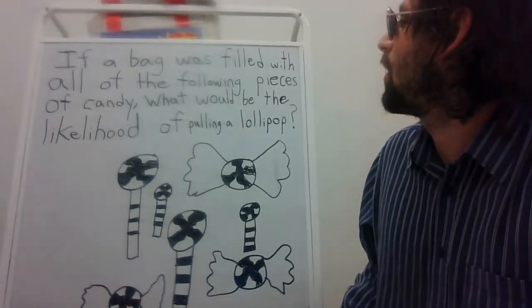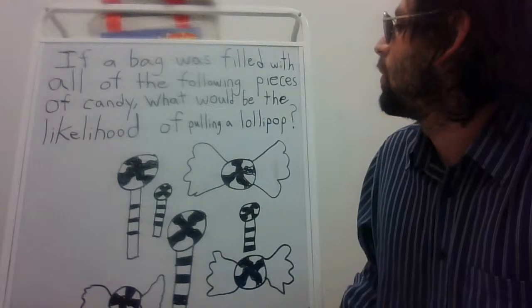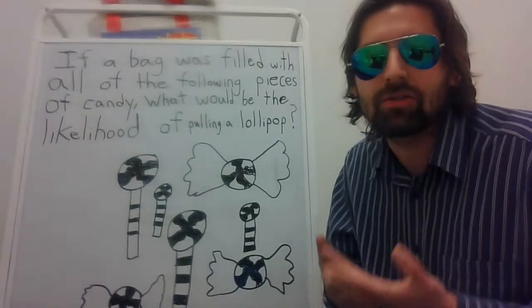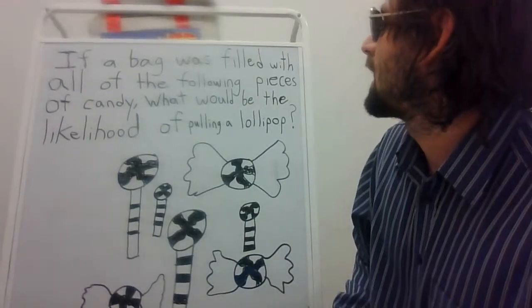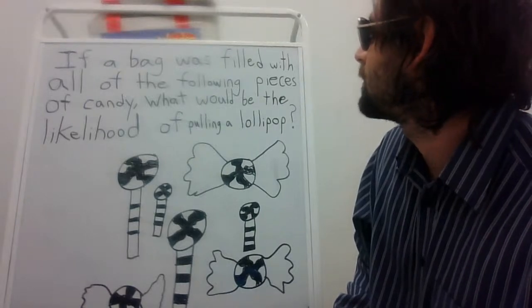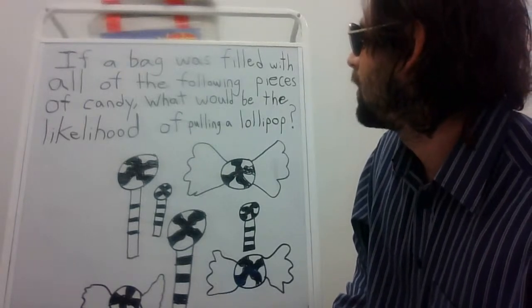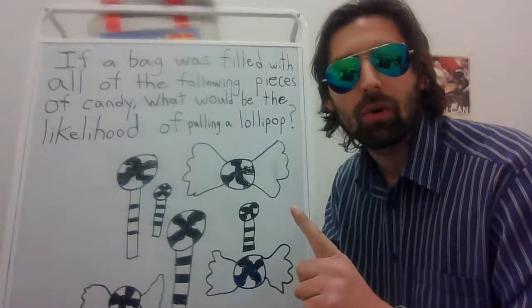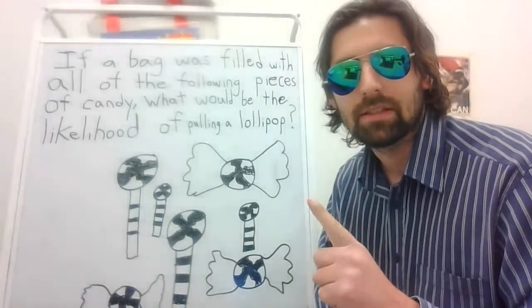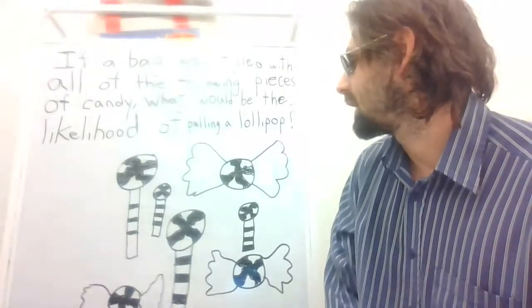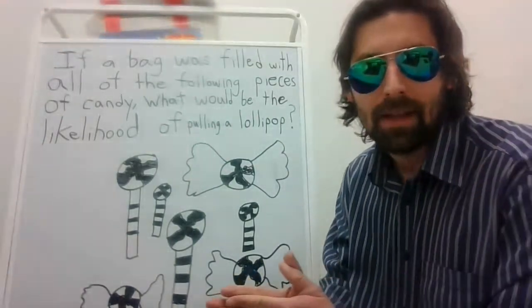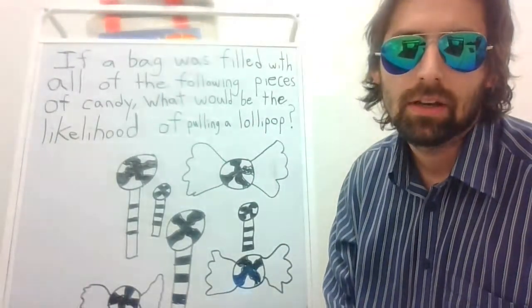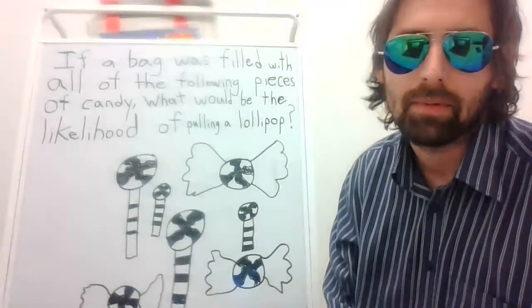If a bag was filled with all of the following pieces of candy, what would be the likelihood of pulling a lollipop? So this is a probability question, but the answer is going to be written in the form of a fraction. So what we need to do is step one is to find the total amount of candy, the total pieces. So we're going to count up the total pieces of candy, and that's going to be the denominator. That's going to be the bottom number in the fraction. And then after that, we're going to count the lollipops, which will be the numerator, or the top number in the fraction.